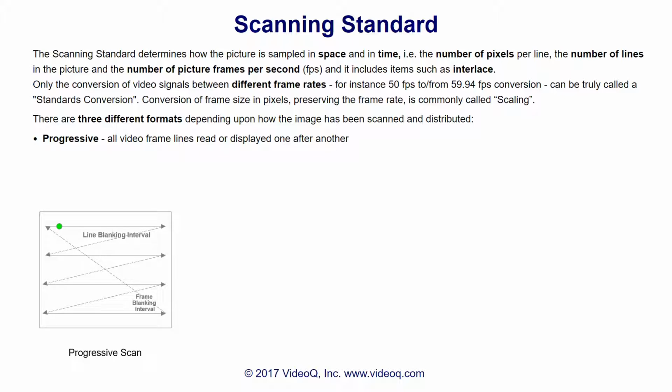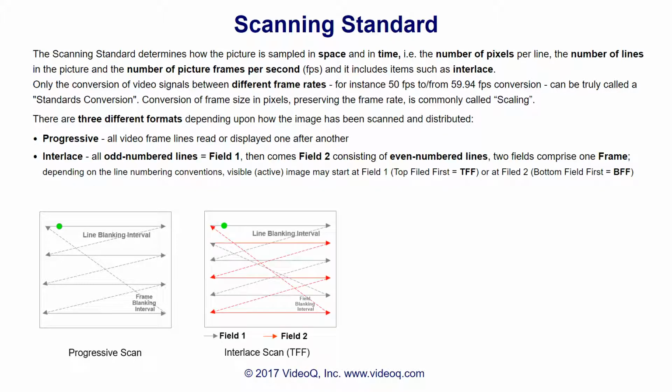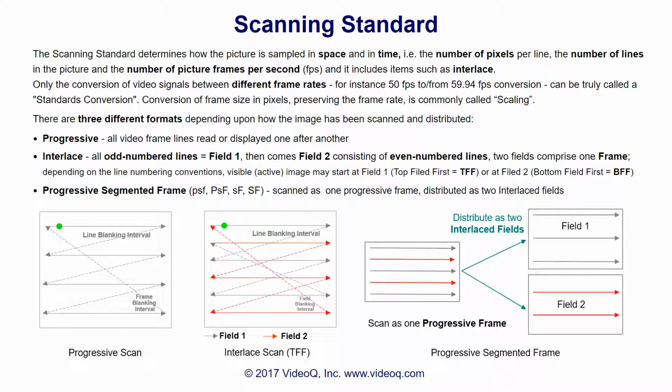There are three different formats depending on how the image is scanned and distributed. Progressive. All video frame lines are read or displayed one after the other. It's the simplest and the best. Interlaced. All odd-numbered lines are sent during field 1, and then comes field 2, combed in between it, which is more than half of the world's videos. Progressive segmented frame, invented to let low frame rate content, basically digital cinema, work with widely available interlaced processing and recording equipment.